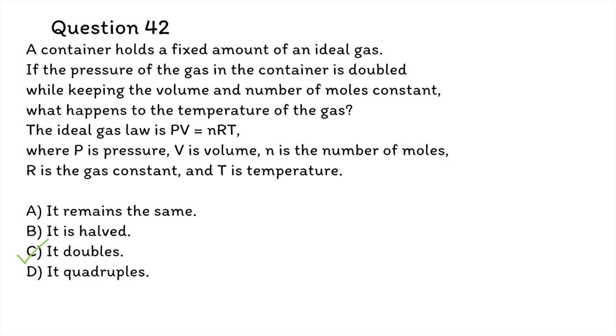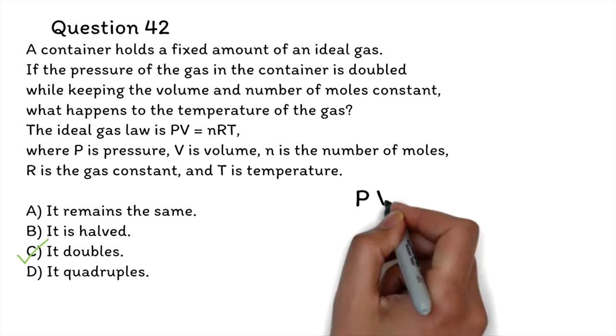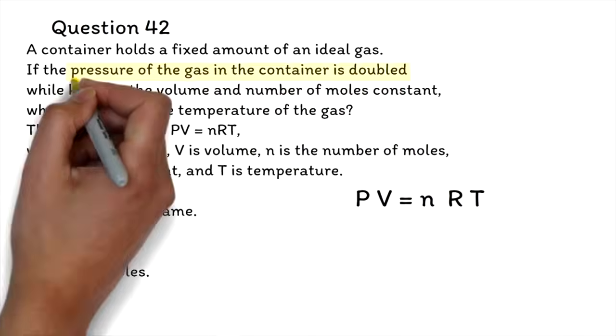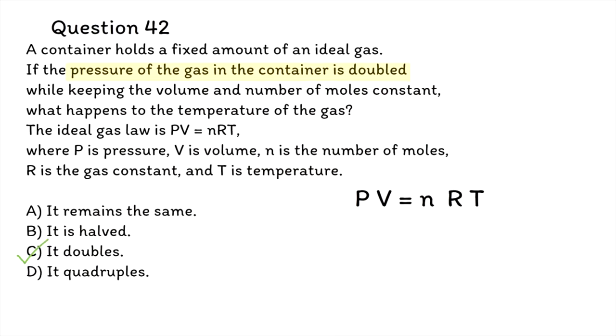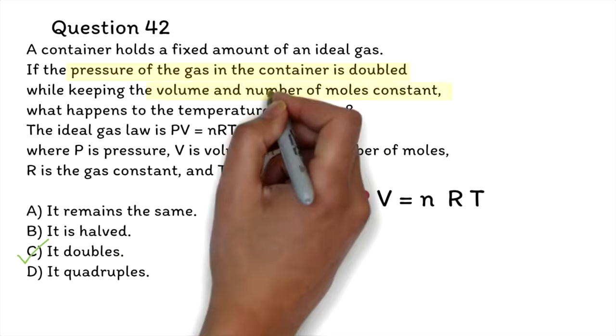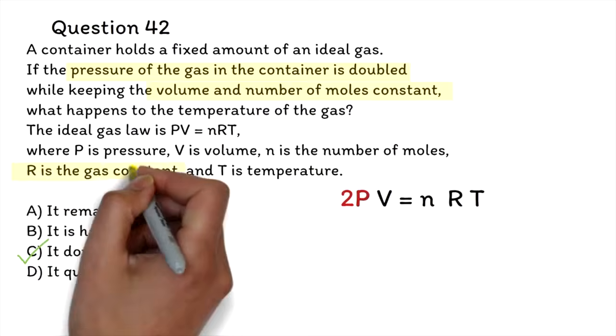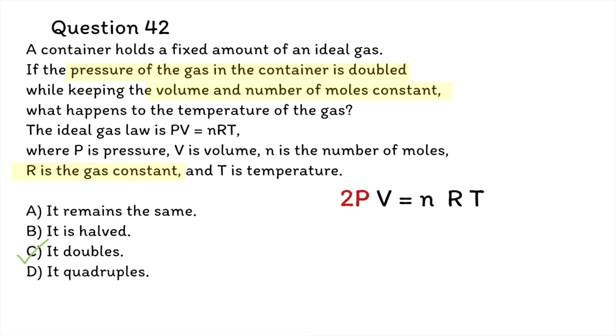For this question, all we have to keep in mind is that it is an equation. To keep it equal, whatever you do to one side must be done to the other side. We are told that the pressure is doubled, so we can multiply pressure by 2. To balance the equation, we have to multiply something on the right side by 2. We are told that the volume and number of moles are constant, so we cannot do anything to them. R is also a constant. It is the gas constant. To balance it, we can only multiply the temperature by 2. This means that the temperature doubles.